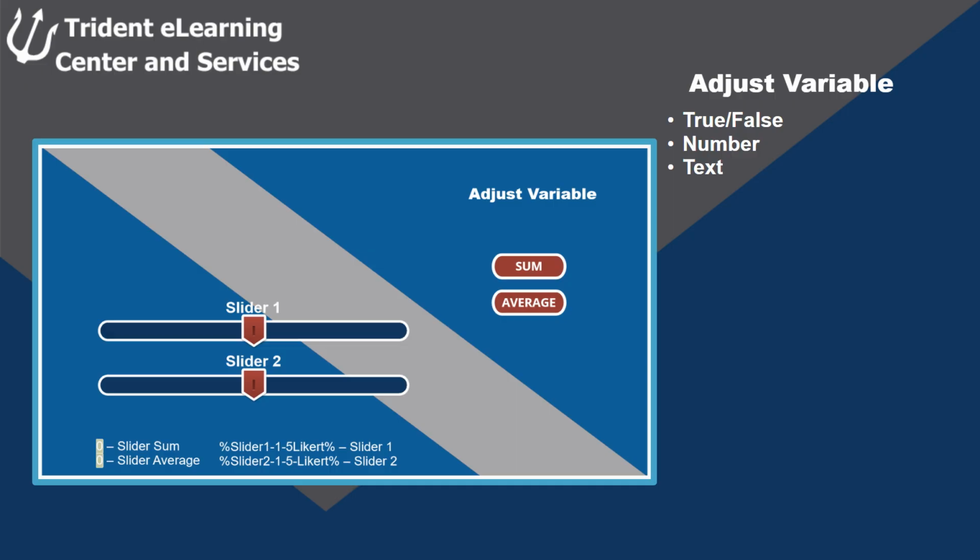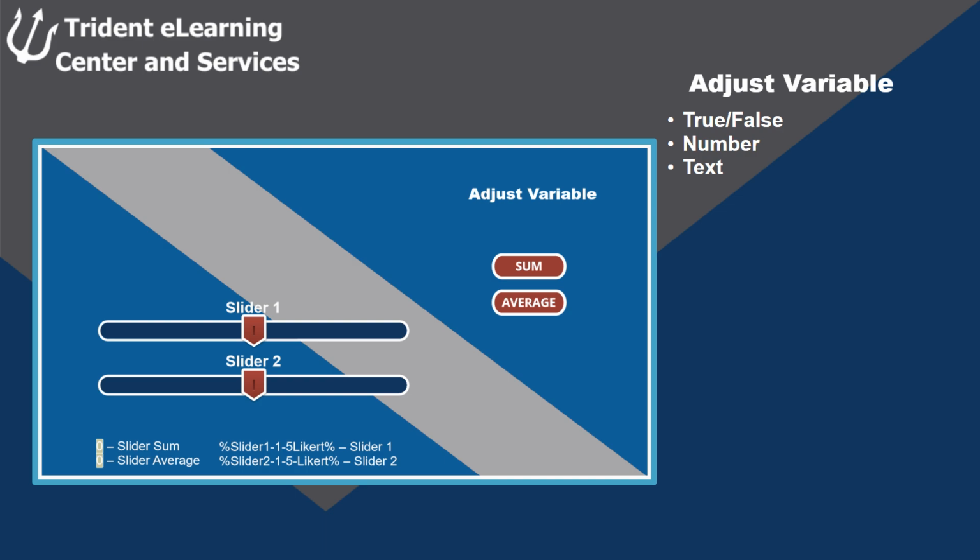An average, as you know, is the sum of the numbers divided by the total number of numbers. In this example, we'll first add the two slider variables together to get the Likert sum, then divide that sum by 2 to get the slider average. Let's start by using number variables to calculate the Likert sum.